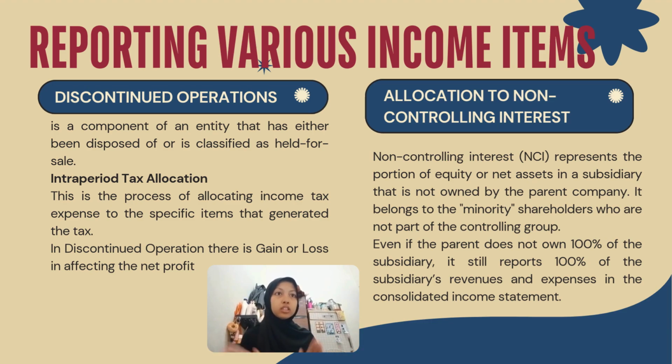And there's also allocation to non-controlling interest. Non-controlling interest, or NCI, represents the portion of equity or net assets in the subsidiary that is not owned by the parent company. It belongs to the minority shareholders who are not part of the controlling group. So this allocation to non-controlling interest goes to the minority shareholders. Even if the parent does not own 100% of the subsidiary, it still reports 100% of the subsidiary's revenue and expense in the consolidated income.